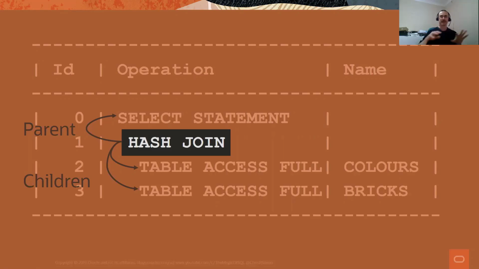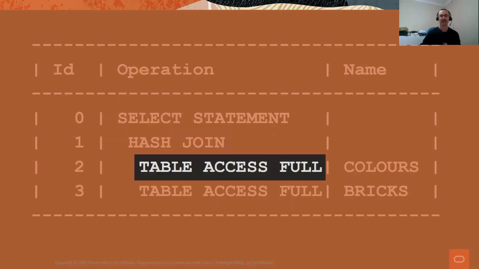Okay, so we've got the parent, we've got those children. What about the full scan of the colors here? What are its parents and children? Well, the parent is the first operation above it that's indented to the left. So that's that hash join. Its child, well, it has no operations below it that are indented to the right. So the full scan of the bricks table below it is its sibling.